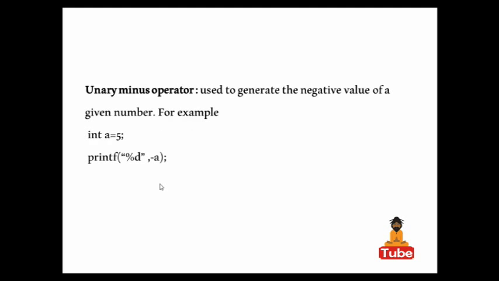And unary minus operator is used to generate the negative value of a given number. Suppose we are given any number and we want to find out its negative value, then we can apply unary minus operator. For in this case, you can use like this. I have declared a variable A and now printing it using the unary minus operator.